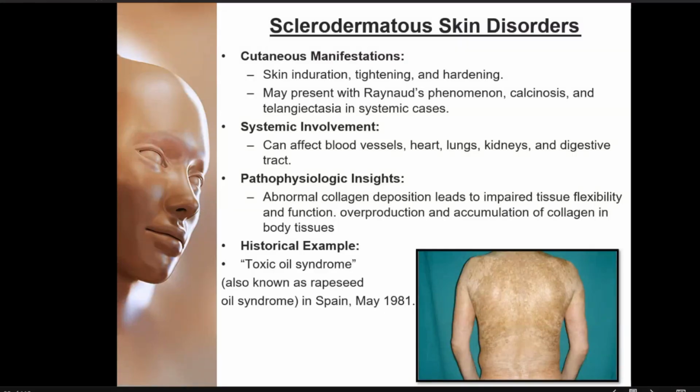A historical example is the toxic oil syndrome seen in Spain in May 1981. This is the historical example of a sclerodermatous skin disorder.